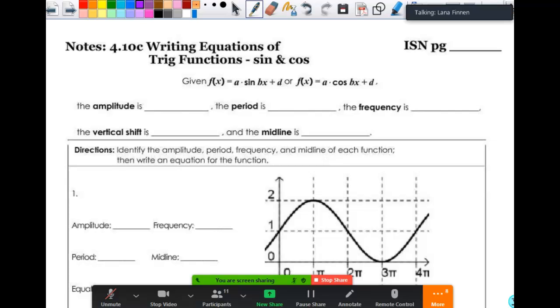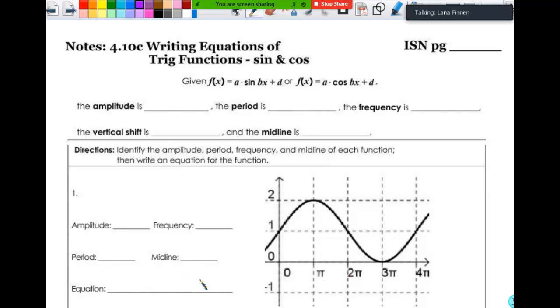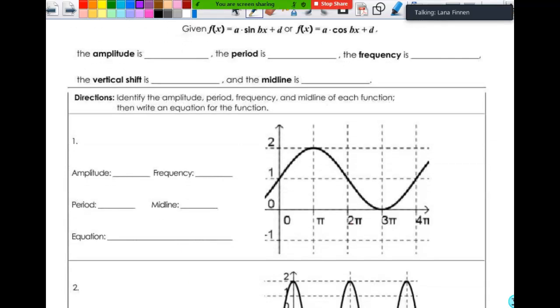All right, so we are writing equations of the trig functions. We're looking for the same kind of information that we were looking for the last few days when we were just looking for it, and then also when we were graphing. So here's our transformations. Again, still without C. We'll talk about our phase shifts tomorrow. So as a reminder, we should have this down pat by now.